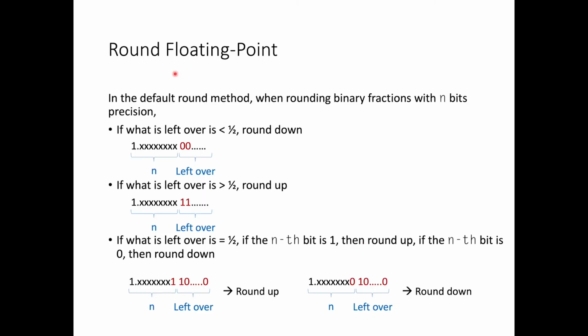And to round floating point numbers, here is the basic strategy. In the default rounding method, when rounding a binary fraction to n fractional bits, if what is left over is smaller than 1/2, then we should round down. If what is left is bigger than 1/2, then we should round up. And if what is left over is equal to 1/2, then we have two choices. If the nth bit is 1, then we round up. But if the nth bit is 0, then we round down.